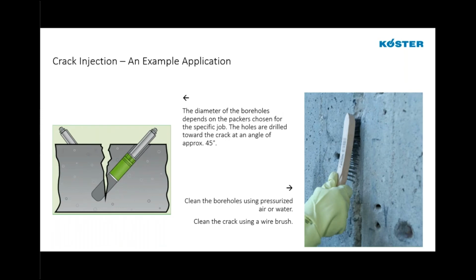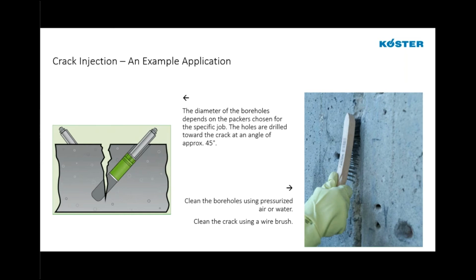The diameter of the portholes obviously depends on the packers that are chosen. The holes are drilled towards the crack at an angle of about 45 degrees, and again, we can see that the goal is to intersect the crack about halfway through the wall. So offsetting from the crack either side by half the distance of the wall gives us that geometric estimation to hit the middle of that crack.